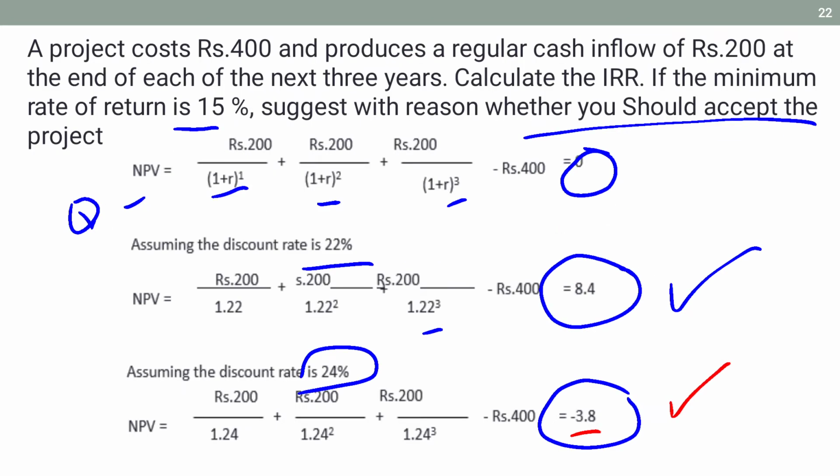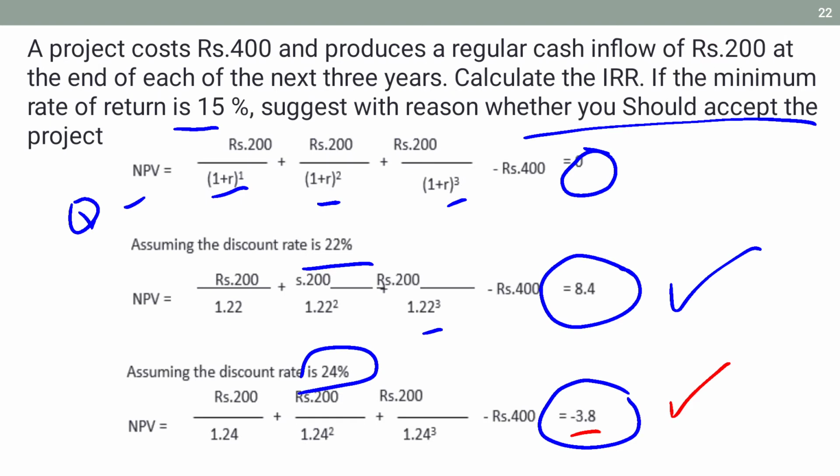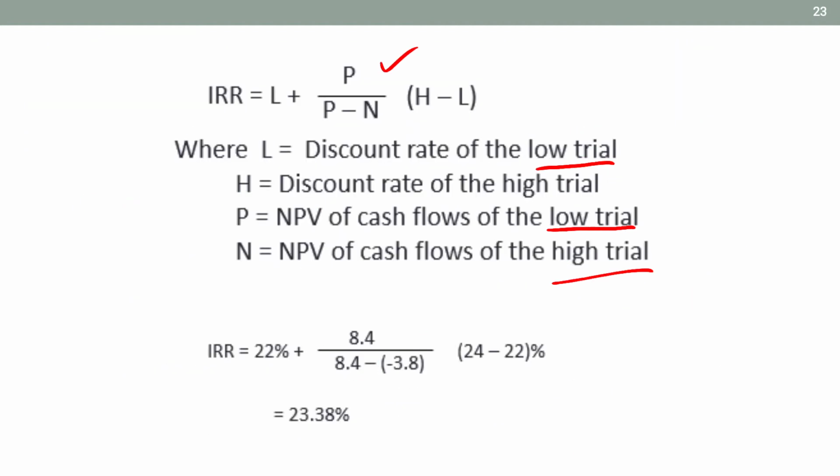When it is 24%, the value is minus, therefore you have to apply the negative value. Again, when the trial is low, 22%, you got a positive value, right? This part into higher discounting rate minus lower discounting rate, right?